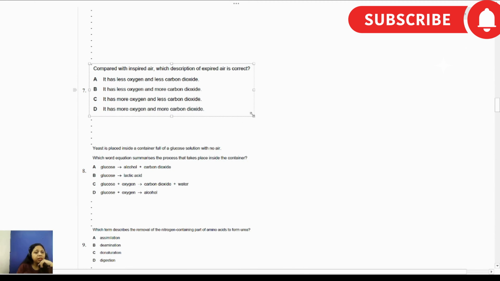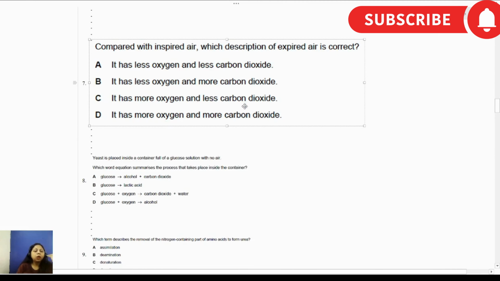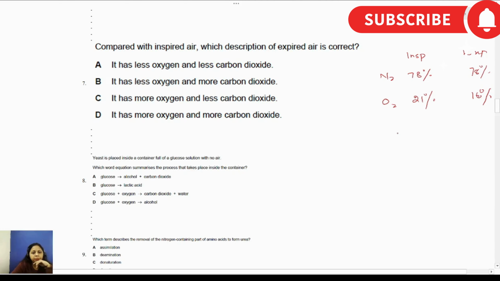Next question. Compared with the inspired air, whatever you are inhaling, what description of the expired air is correct? So let's talk about the inspired air and expired air. If we talk about nitrogen, both have 78% nitrogen, right? If we talk about oxygen, the inspired air has 21%, while the expired air has a lesser quantity, which is 16%. If we talk about carbon dioxide, the inspired air has 0.04%, but the expired air has 4% carbon dioxide. So what would be applicable over here? In the expired air, there is less oxygen and more carbon dioxide. So the answer would be B.